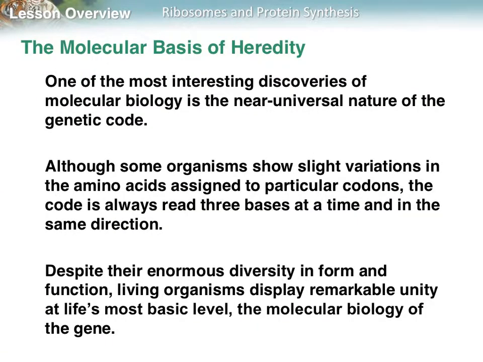One of the most interesting things about molecular biology is the universal nature of the genetic code. Some organisms show slight variations in what amino acids are assigned to a codon, but in every organism, no matter what kind it is, from bacteria to trees to whales to humans, that code is always read 3 bases at a time in the same direction to produce amino acids hooked together to make proteins. Living organisms display a remarkable unity at the most basic level, the gene.